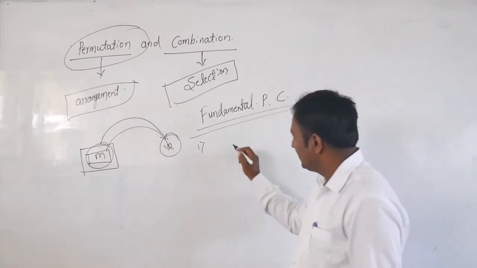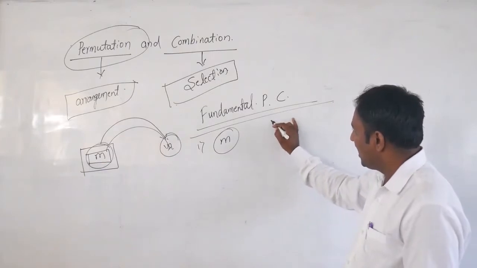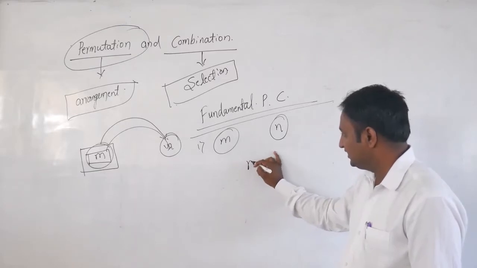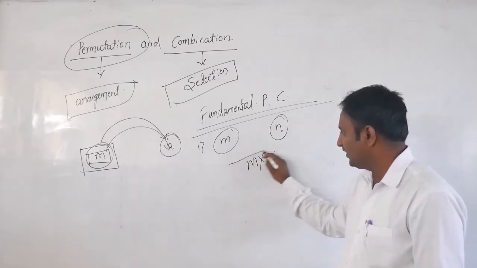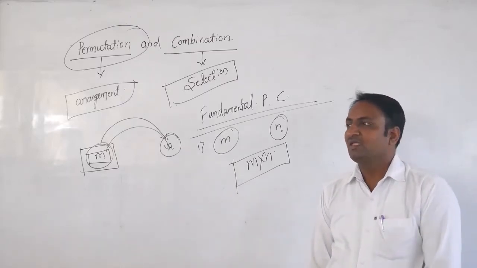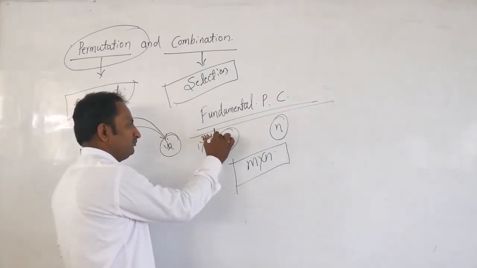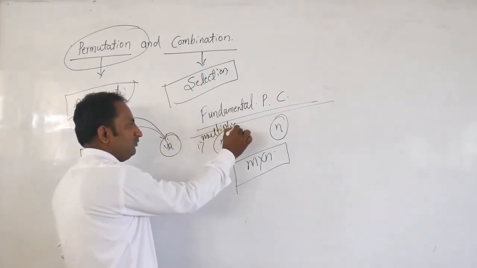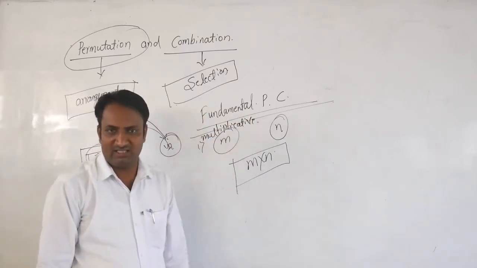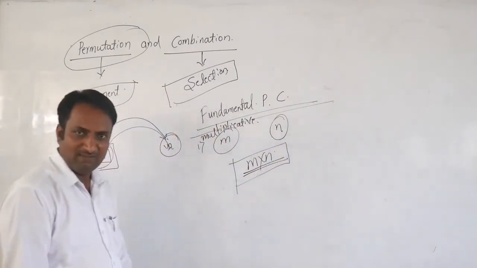In this one, m things are arranged with n things in how many ways? That is m into n ways. In the multiplicative process, m things are arranged with n things, and finally we get m cross n possibilities available.